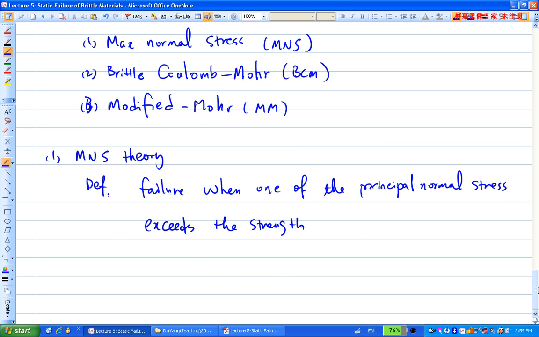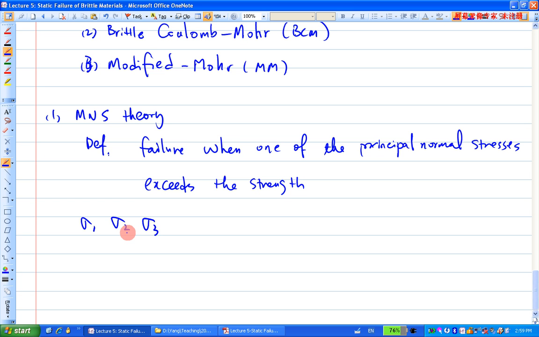So one of the principal normal stresses, and we're looking at 3D, right? So basically we have sigma 1, sigma 2, sigma 3. And the statement basically says if one of them is greater than the strength, then you have the failure, right? And actually, it's not going to be sigma 2 because sigma 2 is in the middle, so it's not going to be the term of sigma 2.